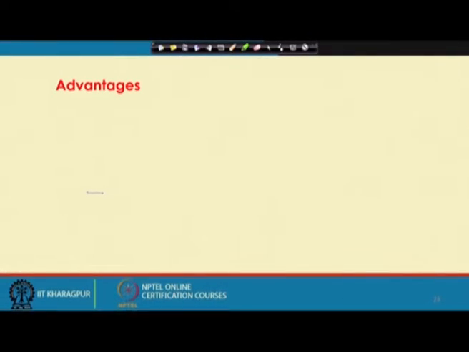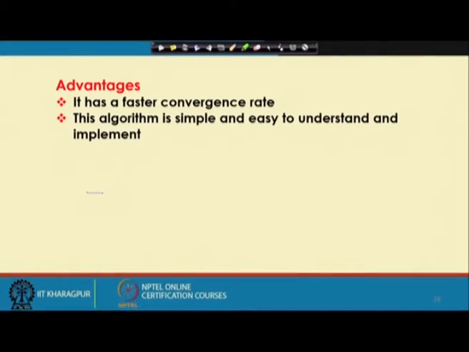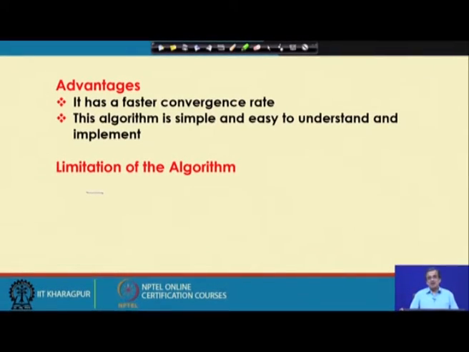Now, let us see the advantages of this steepest descent method. This is a very fast algorithm. As the search direction is opposite to the gradient, and by definition gradient is the direction along which the rate of change of the function will be the maximum, this is in fact the fastest algorithm. Also, this algorithm is very easy to implement and to understand, and it is very straightforward. However, it has some limitations, which are as follows.